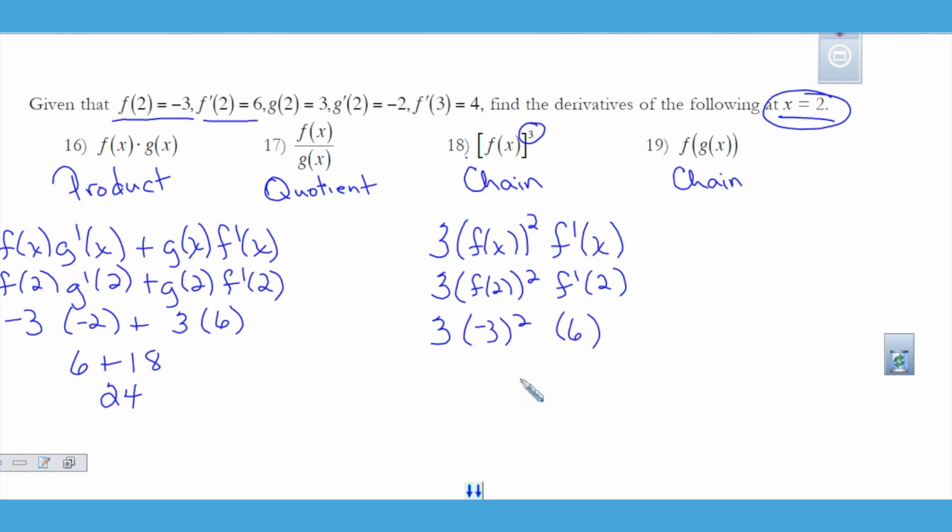And so then you multiply those together, and negative 3 squared is 9 times 3 is 27 times 6, whatever that is. And you can multiply that. In this chain, we're going to do the derivative of the outside, leave the inside alone, times the derivative of the inside. And notice I did that symbolically. And then I have to plug in the 2.